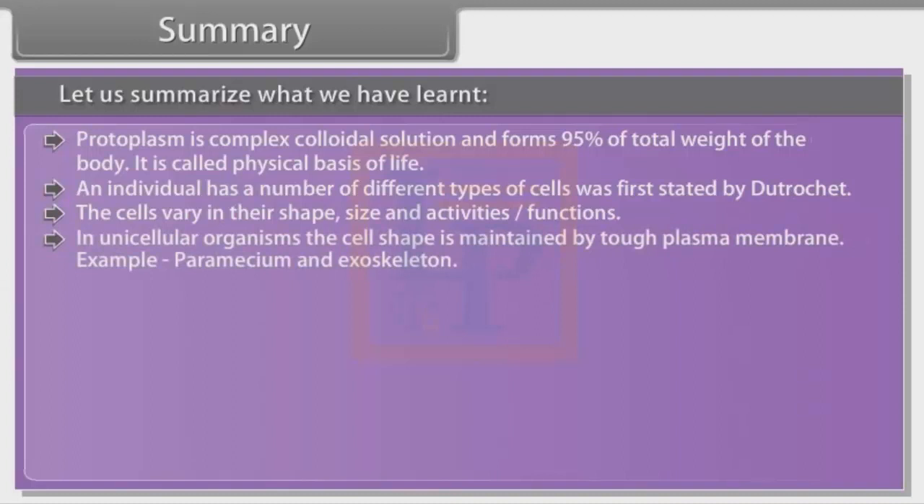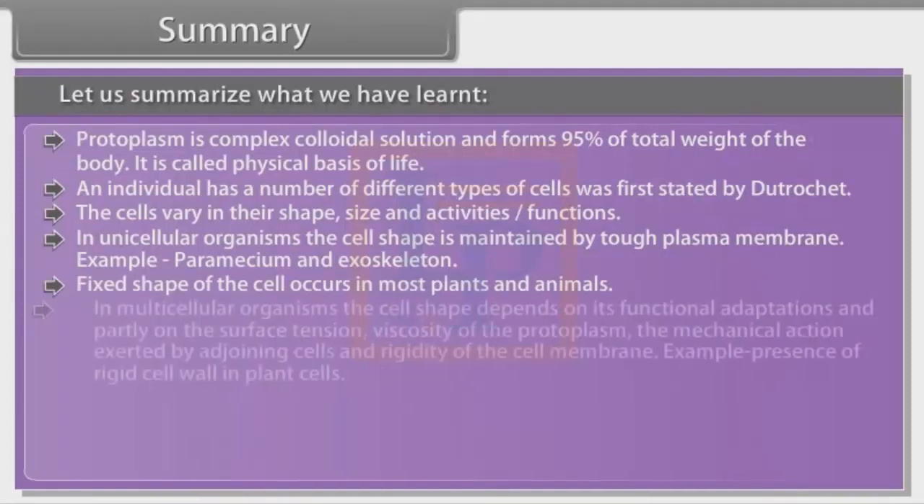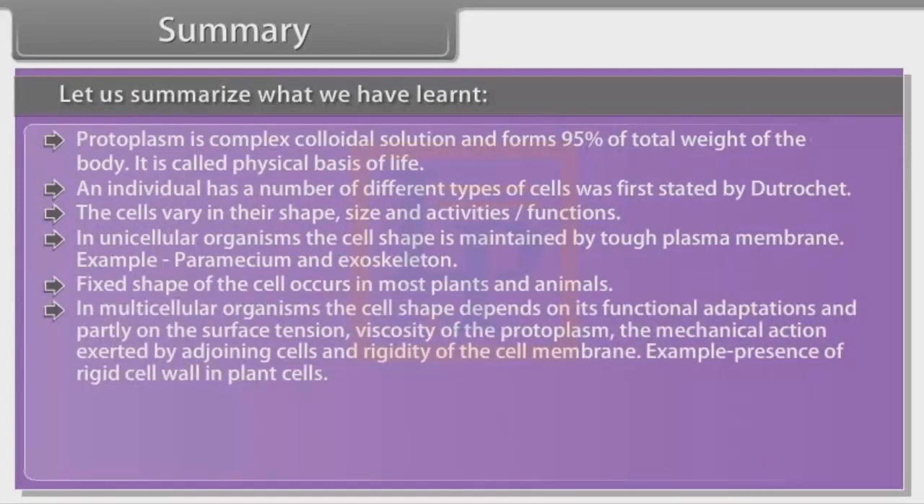In unicellular organisms, the cell shape is maintained by tough plasma membrane, for example, paramecium, and exoskeleton. Fixed shape of the cell occurs in most plants and animals. In multicellular organisms, the cell shape depends on its functional adaptations and partly on the surface tension, viscosity of the protoplasm, the mechanical action exerted by adjoining cells, and rigidity of the cell membrane. Example, presence of rigid cell wall in plant cells.